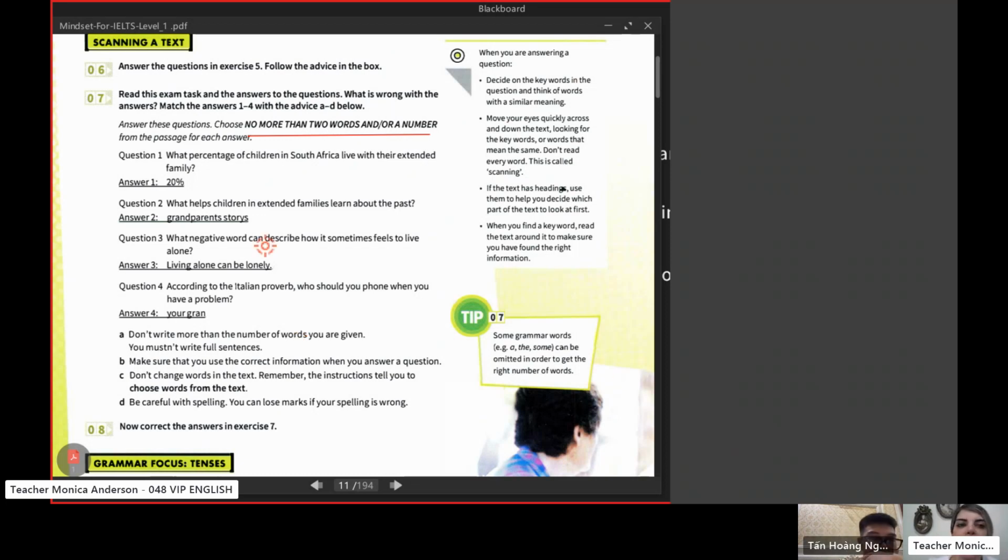Okay, so first of all, let's match them. Match the questions and, of course, the answers to the advice A to D. So for example, number 1, what percentage of children? Which one can be? No, the answer is 20%. We just have an exact number, 20%. So which item can be matched to this question and answer? A, B, C, or D?